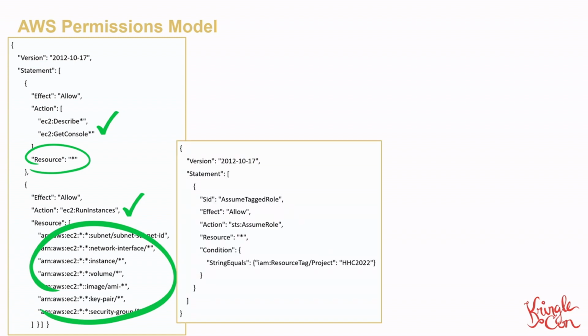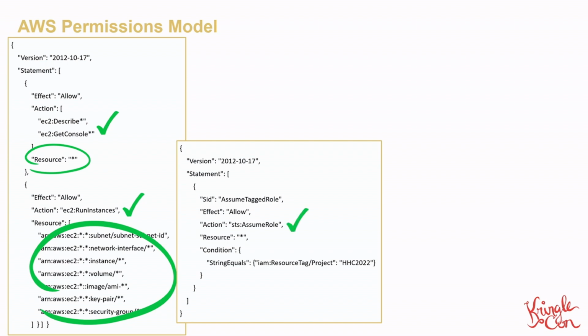What if we do something else instead? What if rather than just explicitly saying this identity can do this thing with this resource, we say you are allowed to assume certain roles? So you are maybe a new employee here at the North Pole, and you need to be able to help with KringleCon 5. You're here at Holiday Hack 2022. We're going to allow you to assume the role of any resource that is tagged with Project HHC 2022.